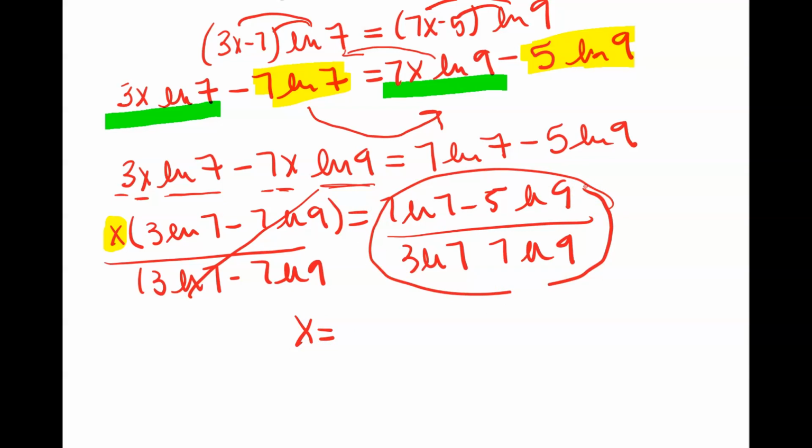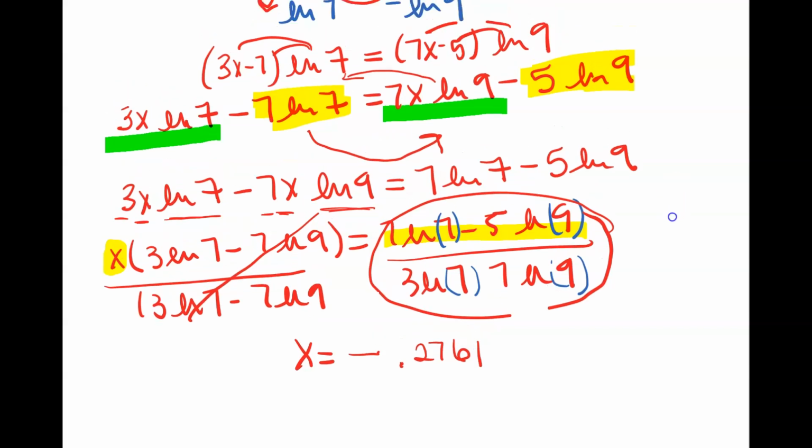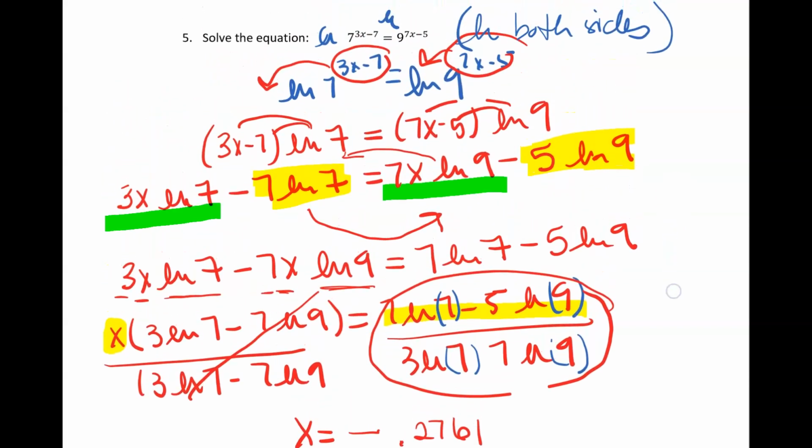I'm going to slowly type that in my calculator. I'm going to type this part in here, 7 ln 7 minus 5 ln 9. Make sure that you're putting parentheses around this number here, so that you're only natural logging that, and hit enter. Divide it by, so it's going to take your answer and divide it by this, and again, make sure you put parentheses around whatever you're natural logging. This will give you negative 0.2761.